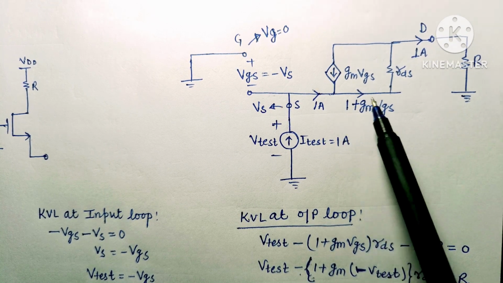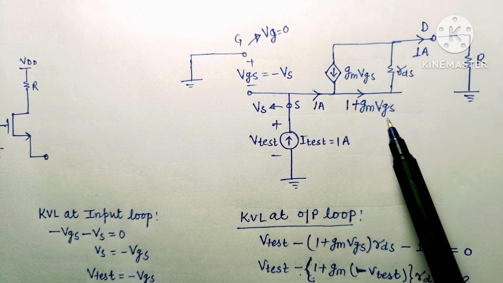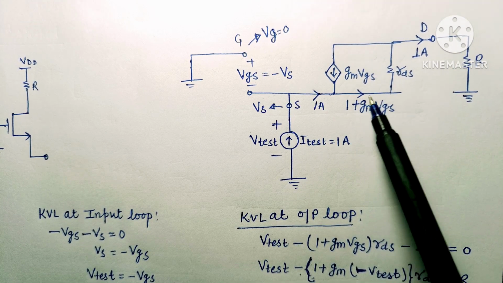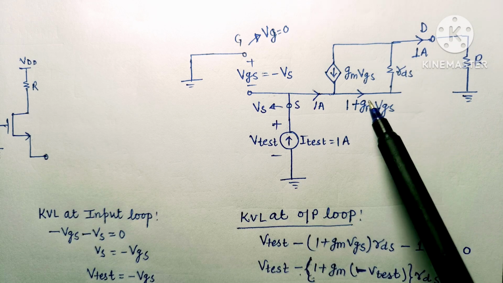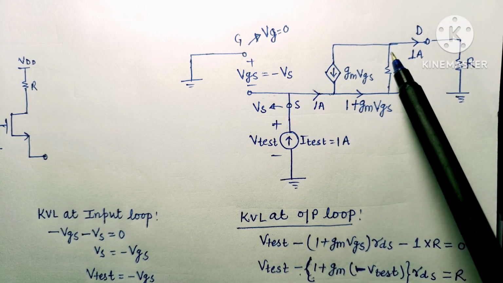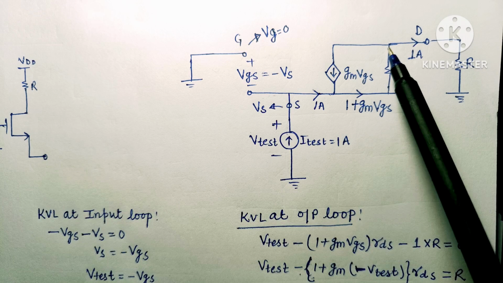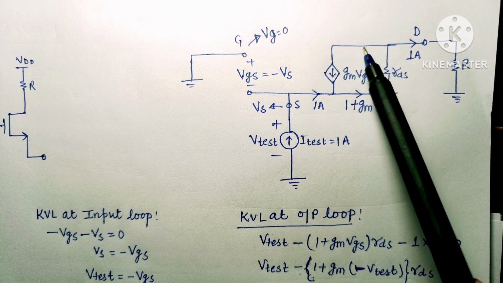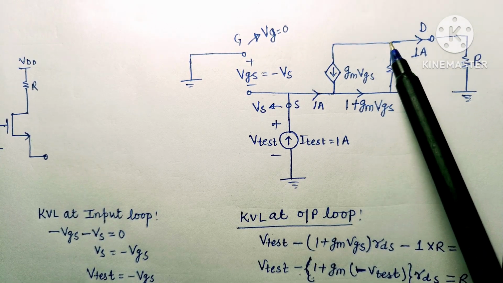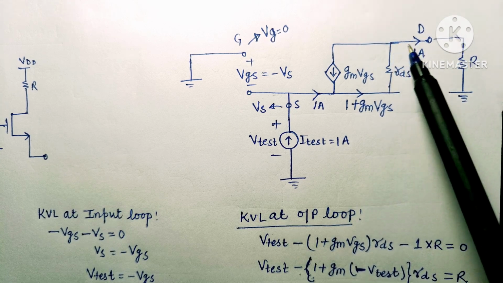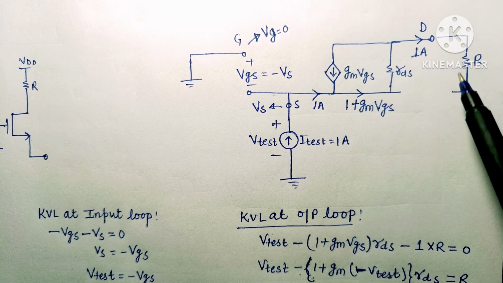So the total current flowing through RDS is 1 plus gm VGS. Now at this node we can see that the total current 1 plus gm VGS comes towards this node, and gm into VGS current will flow outwards from this node. So if we apply KCL at this node, then we find that towards this branch we have 1 ampere current.